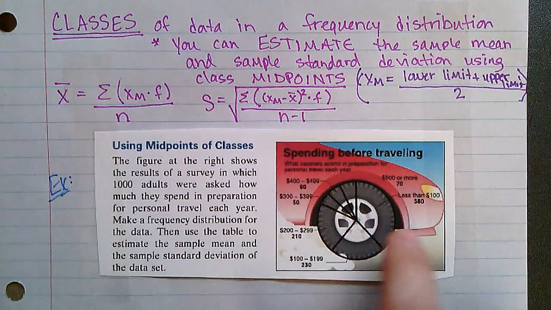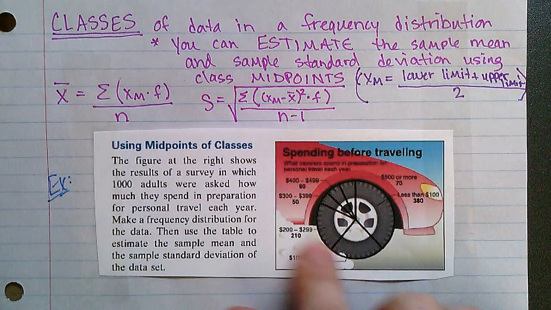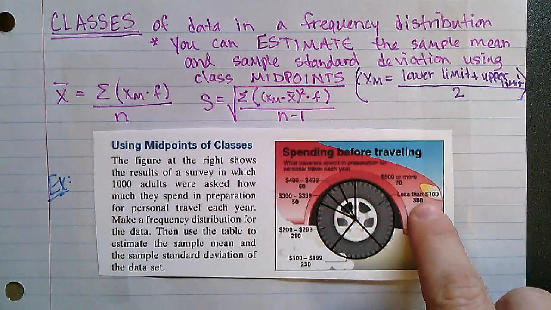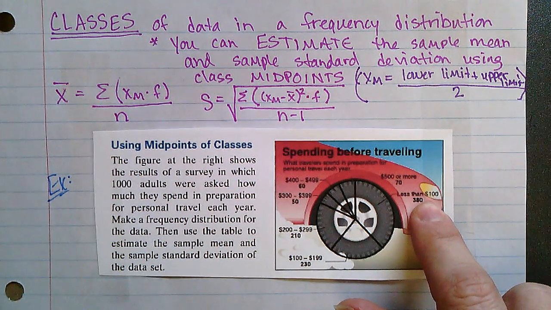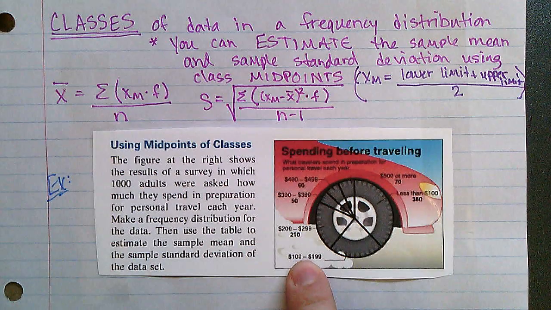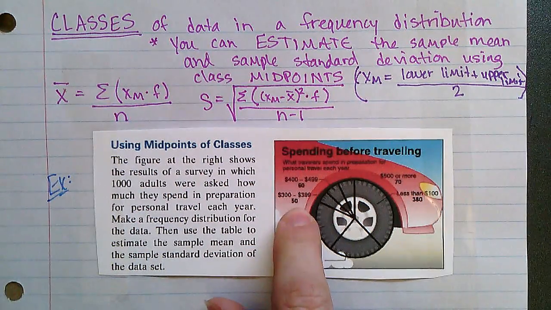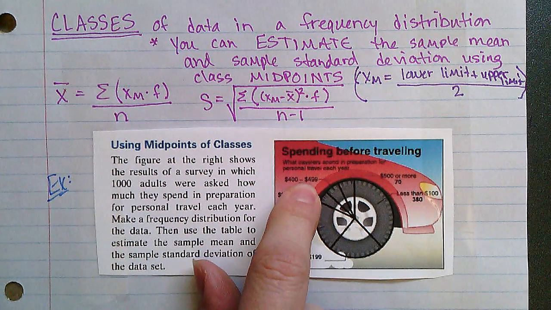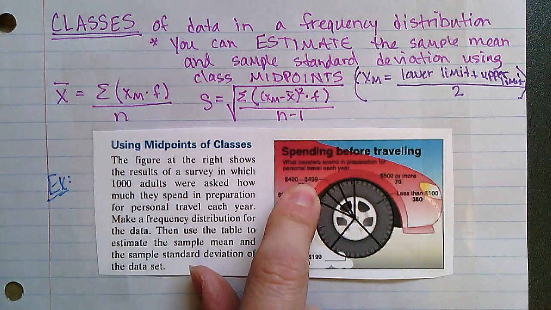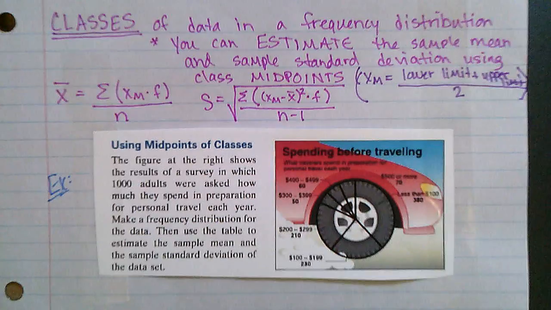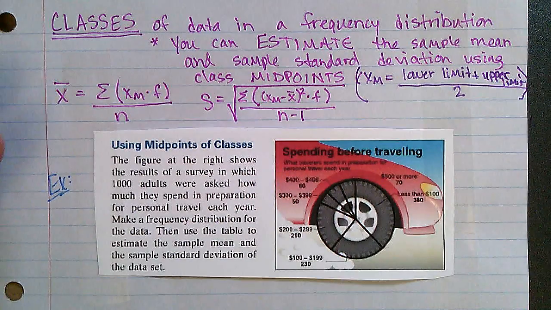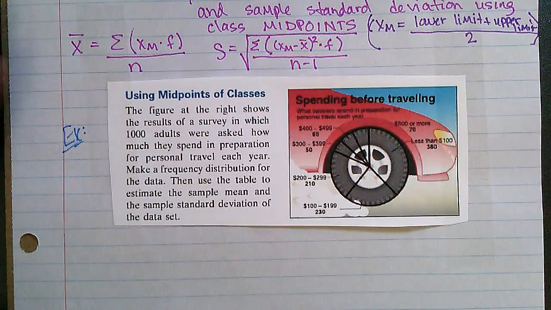So here are our classes. Less than 100, I would make that 0 to 99, and then 100 to 199, 200 to 299, 300 to 399, 400 to 499, and then 500 or more. We'll talk about how to handle that in a second, because remember, that's something we call an open class.